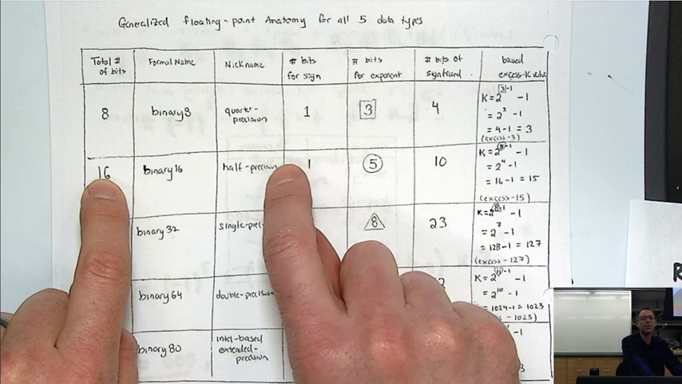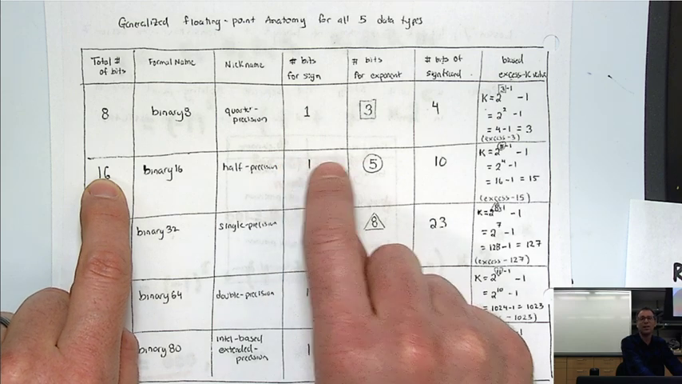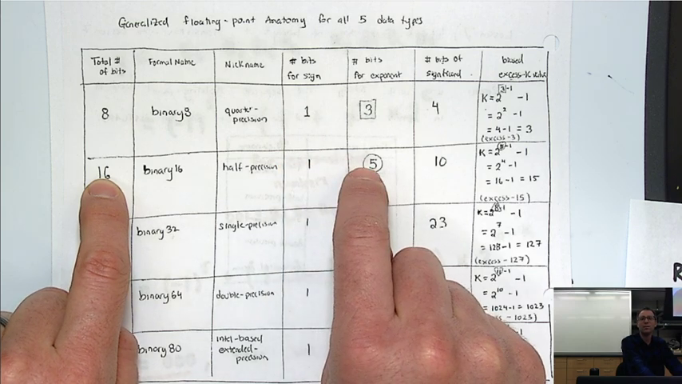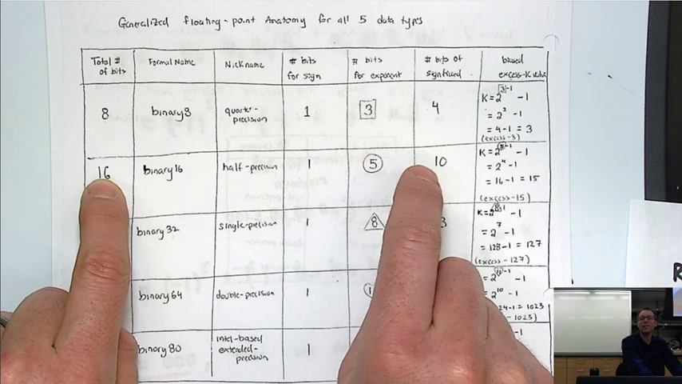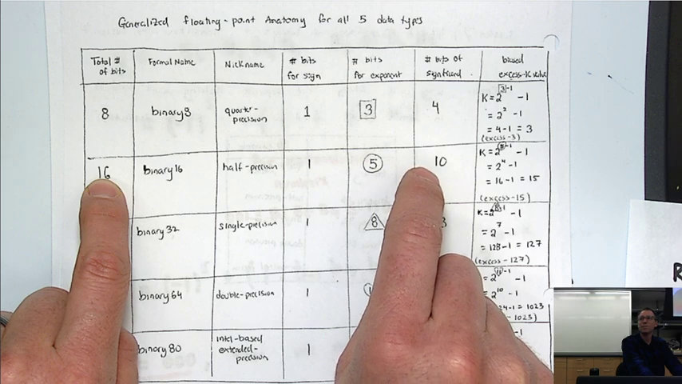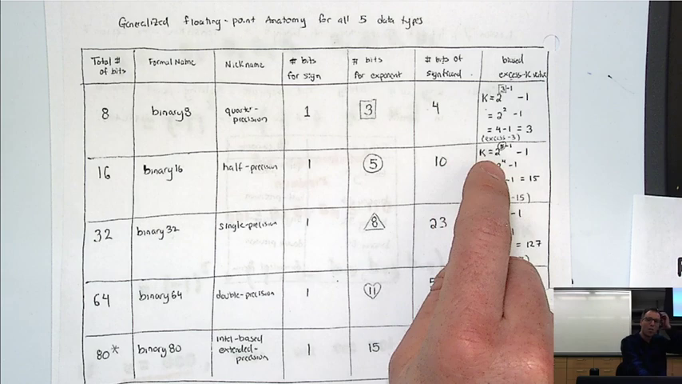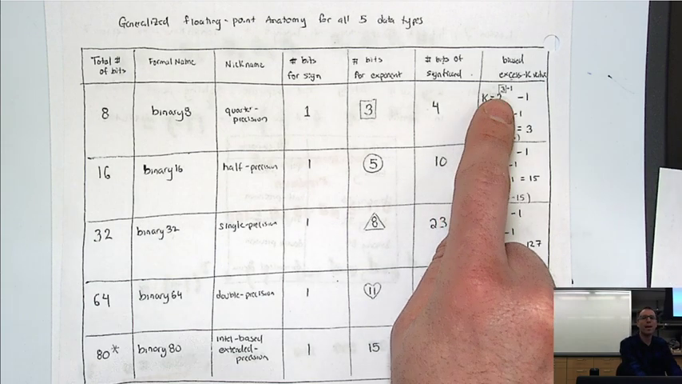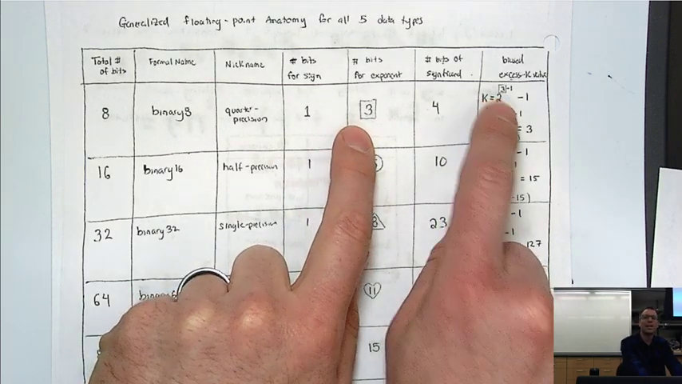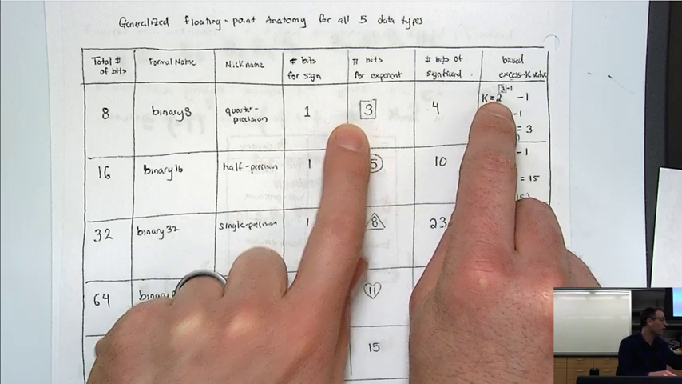All right, in 16, how many bits for the sign? 1. So in half precision arithmetic, I have 1 bit for the sign, 5 for the exponent, and that leaves 10. And then what we're going to say is, to figure out the excess value, we literally take the formula for this.